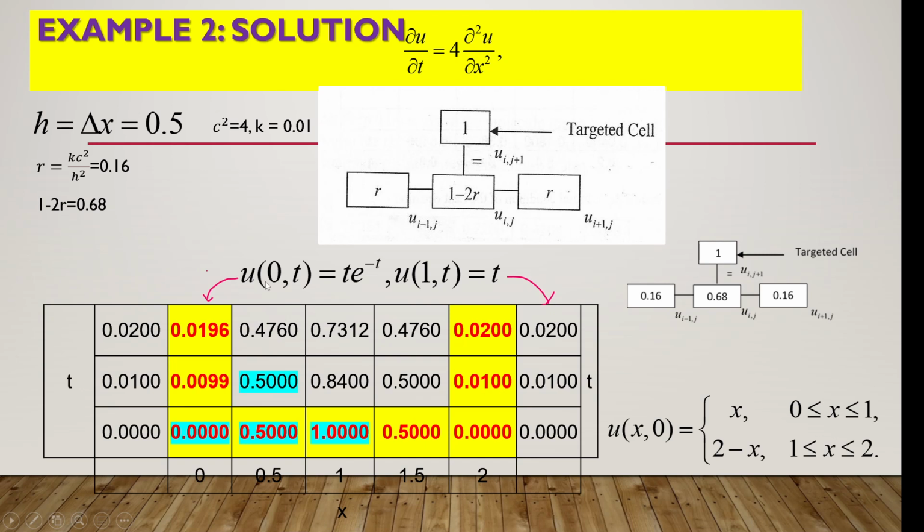Okay, boundary condition u(0,t), this is x equals 0. The left border is given by e to the negative t, and the right border, at x equals 2, u(2,t) is equal to t. So t is 0, 0.01. Sorry, I think I labeled this wrongly.